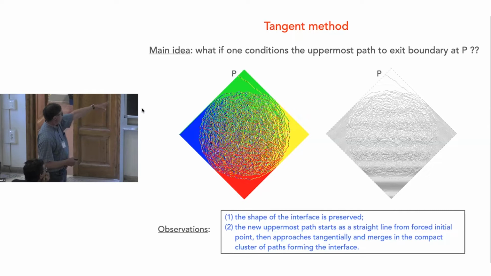And two essential observations about this are here. First of all, the fact that you force this path to leave from an unnatural point does not affect the shape of what has become the Arctic curve. So the shape of the Arctic curve is actually preserved by this. And then, as I said already, this path will travel in this empty region along a straight line, and then will hit the Arctic curve at a point tangentially.